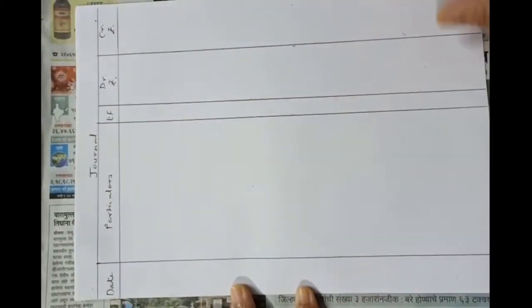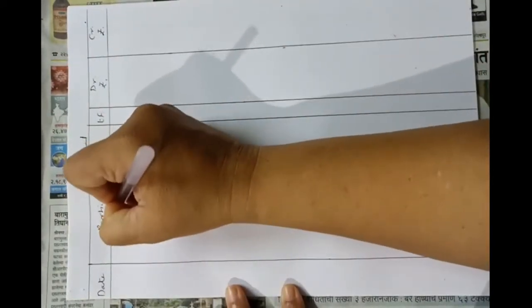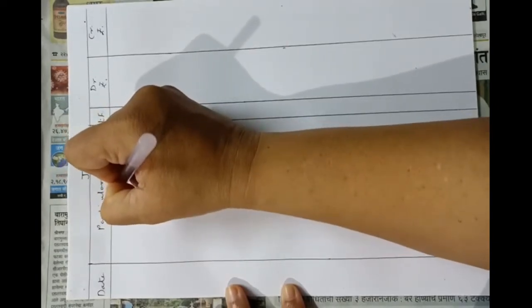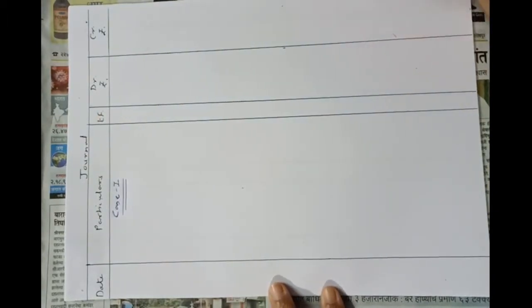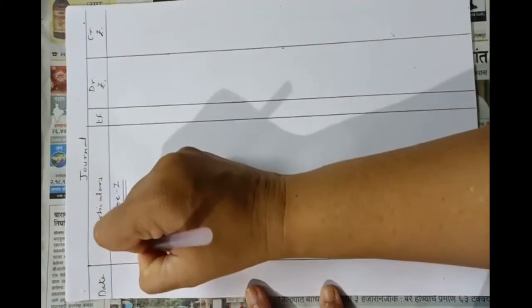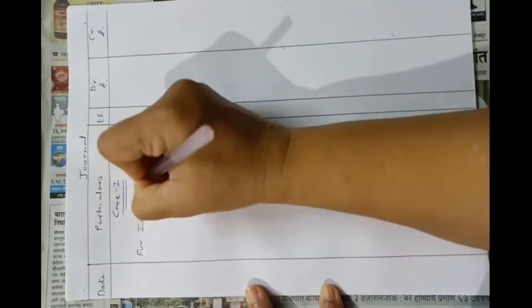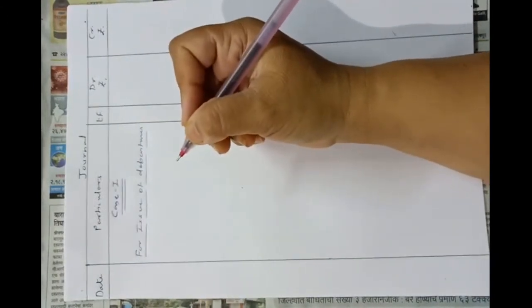So here now we will start passing journal entries. Case first. First case is 15,000 10% debentures of ₹100 each issued at 10% premium and repayable at par. They told us to pass the journal entries for the issue and redemption of debentures. Okay. So for issue of debentures, first two entries will be for issue of debentures.